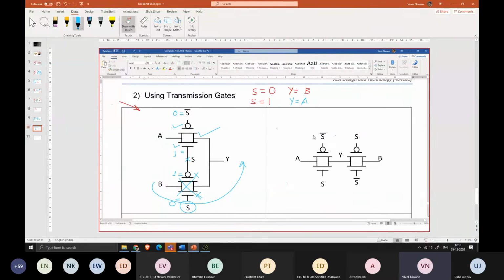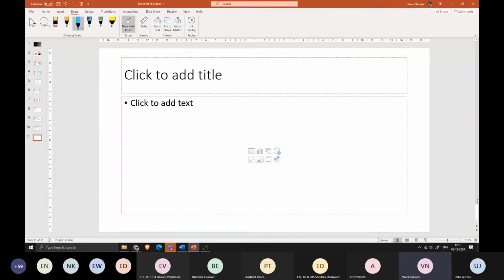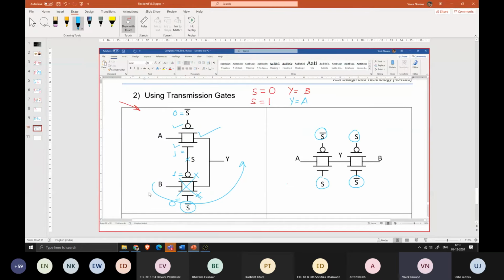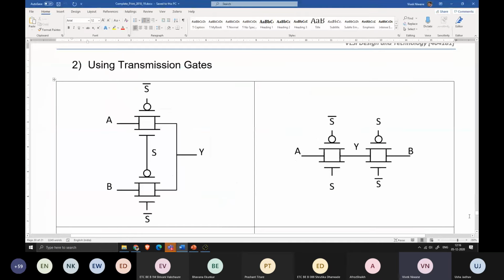Here, do not align the polysilicon, because whenever we have a Boolean equation, then and only then are we going to align the polysilicon. Now here there is S bar, here S, here S, here S bar, and you do have the overlapping between the PMOSes and NMOSes. You do have A and B. Accordingly, you are going to draw your layout.